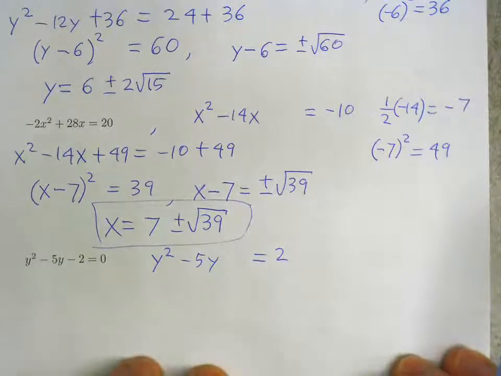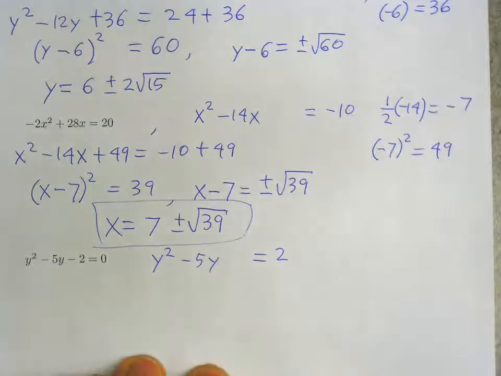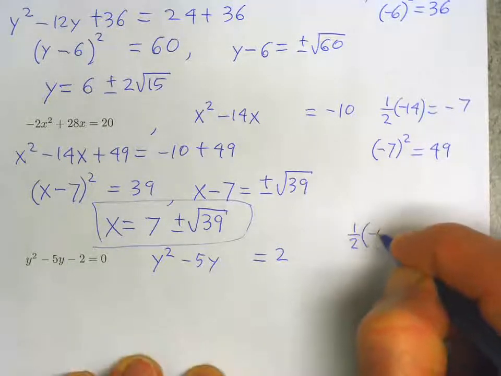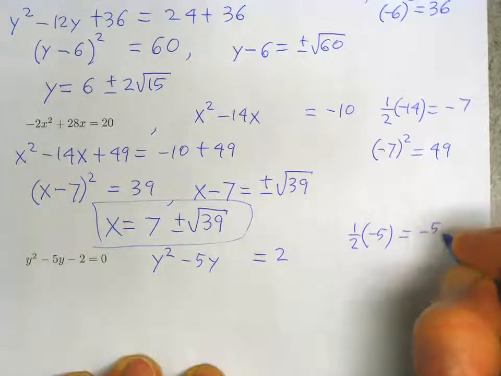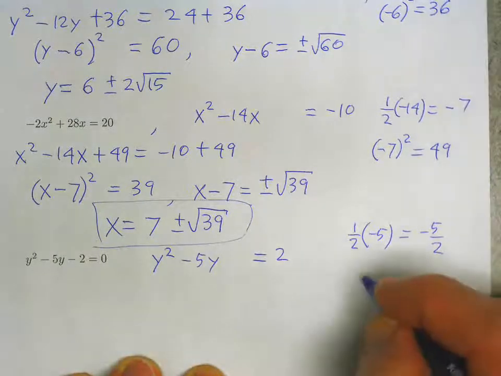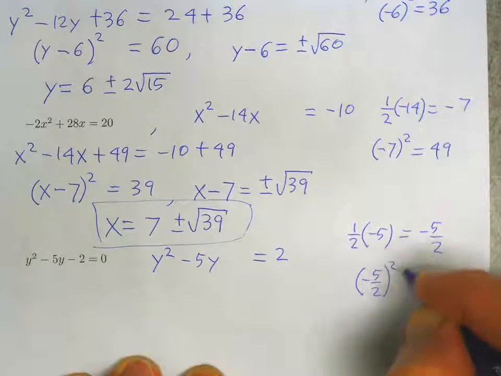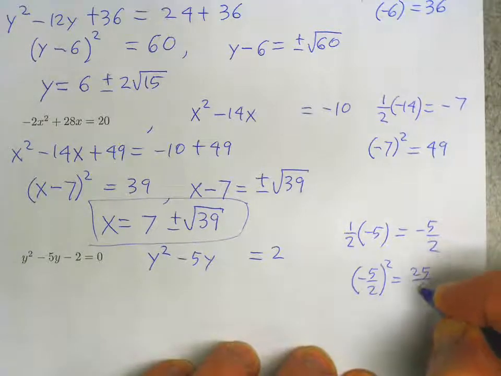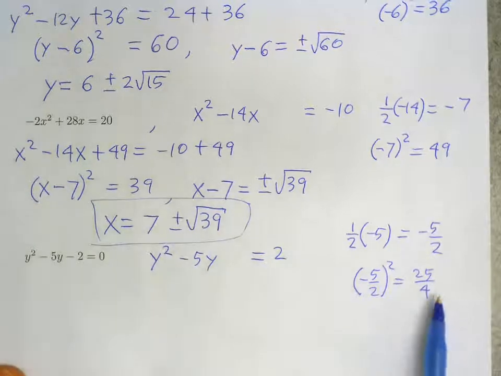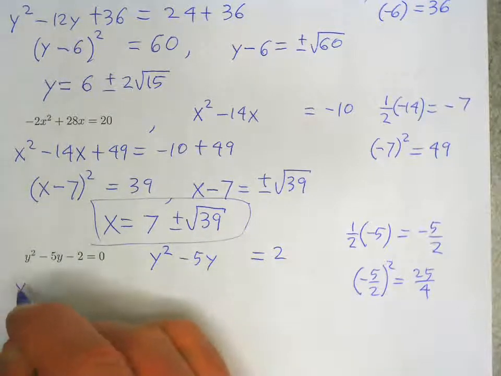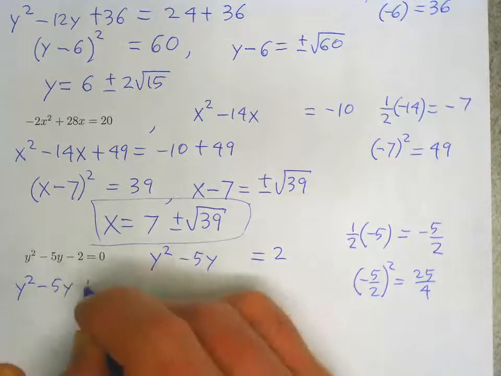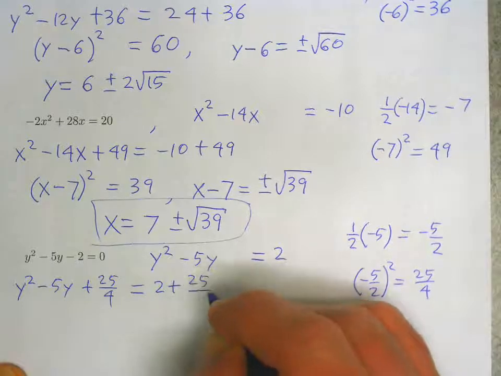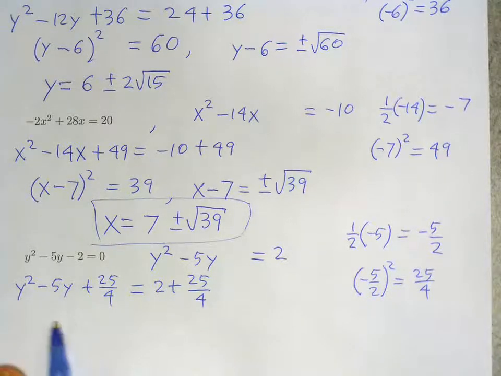And now we find the number that we add to both sides, so that the left-hand side is a perfect square trinomial. The coefficient of y is -5, so we find 1/2 of -5. 1/2 of -5 is just -5 halves. And then we square that number. The number -5 halves squared. That just means -5 halves times -5 halves, so it's positive 25/4. And then we add 25/4 to both sides of this equation, and we get y squared minus 5y plus 25/4 equals 2 plus 25/4. The left-hand side is now a perfect square trinomial.